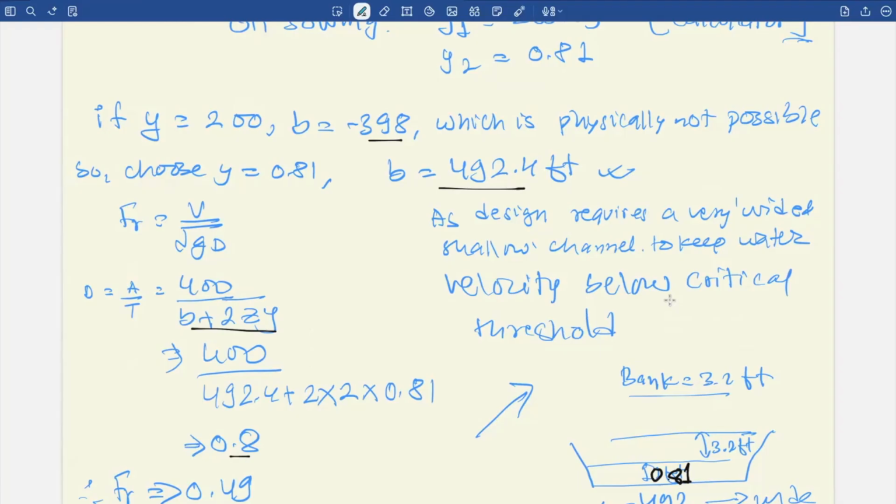And in problem 4, we deal with an erodible channel, that must keep velocity below its permissible limit, leading to a wide, shallow design. And freeboard, always add it. It's your safety net.